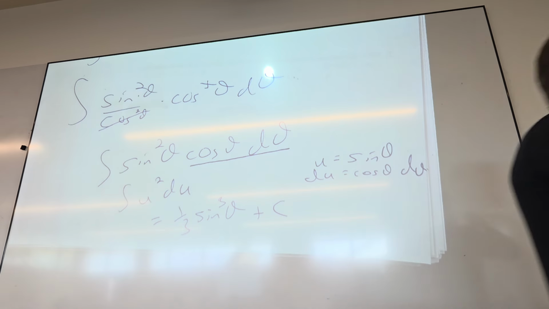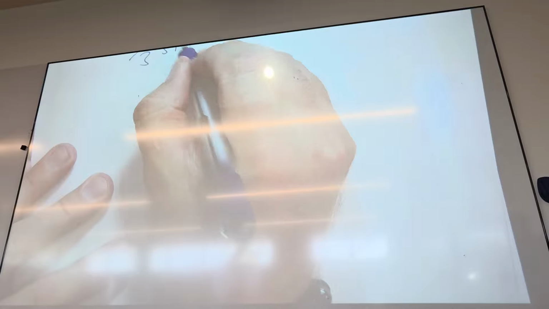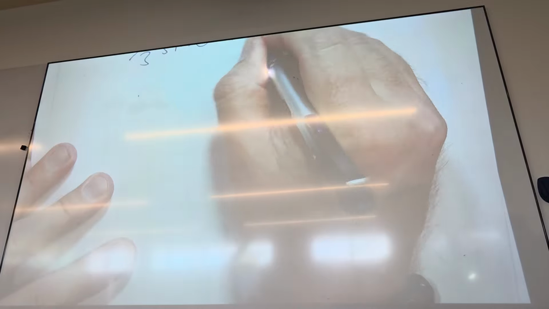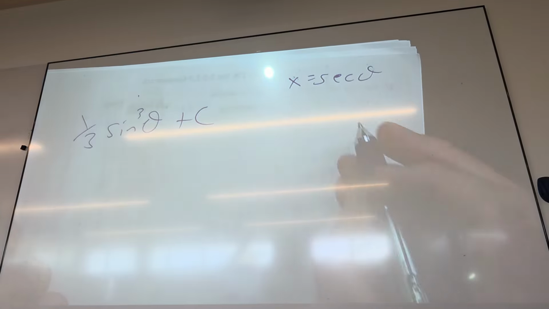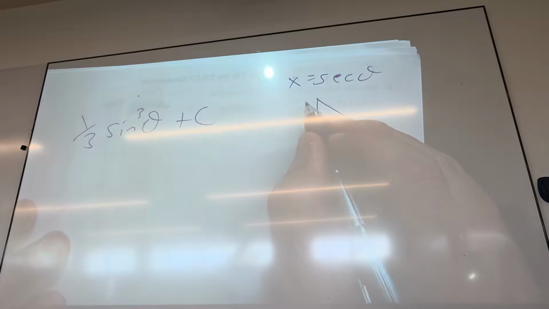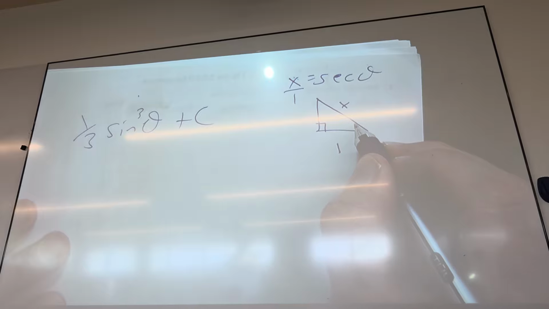What was the relationship we identified between x and theta? Let me rewrite what we got. And we know from the beginning that x equals secant theta. Gonna draw a triangle from that? x is over 1. Secant is hypotenuse over adjacent. x is the hypotenuse, 1 is the adjacent, sure.